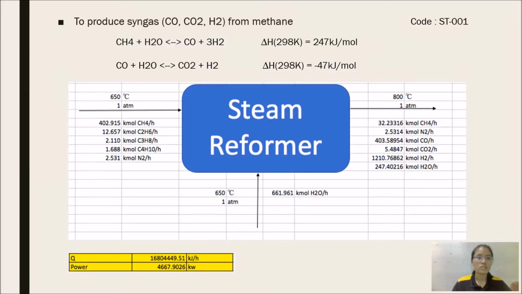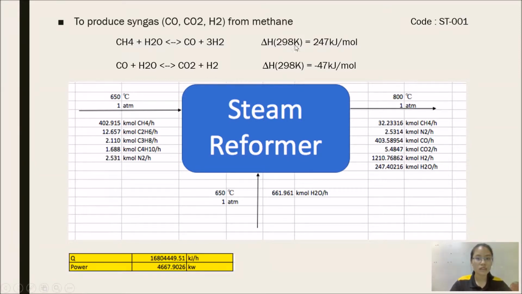The function of the steam reformer is to produce syngas from methane. Syngas consists of CO, CO2, and H2. This is the chemical equation: CH4 reacts with H2O to produce CO and H2, and CO reacts with H2O to produce CO2 and H2.